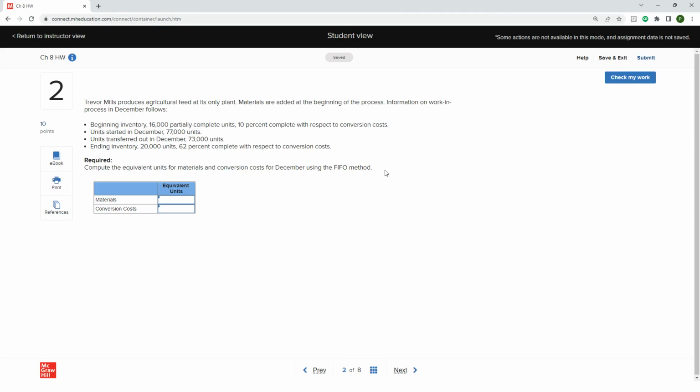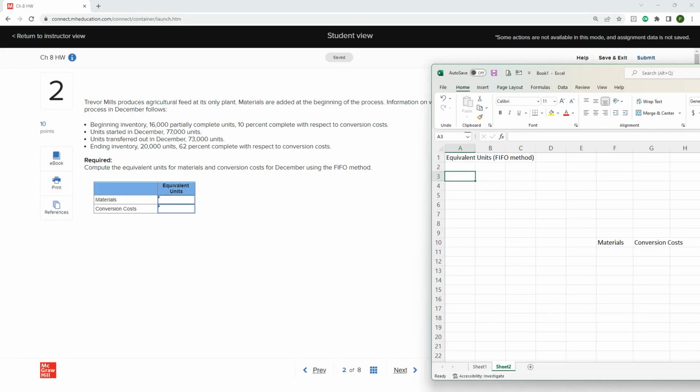So when we use the FIFO method, we're going to look at three different figures. One is we're going to look at the equivalent units needed to complete the beginning inventory. Then we're going to look at the equivalent units of goods that were started and completed in the same month or period.